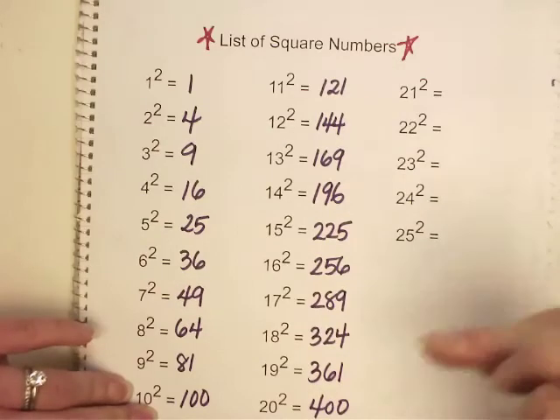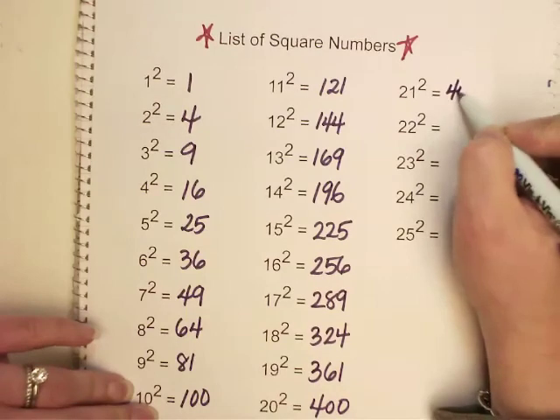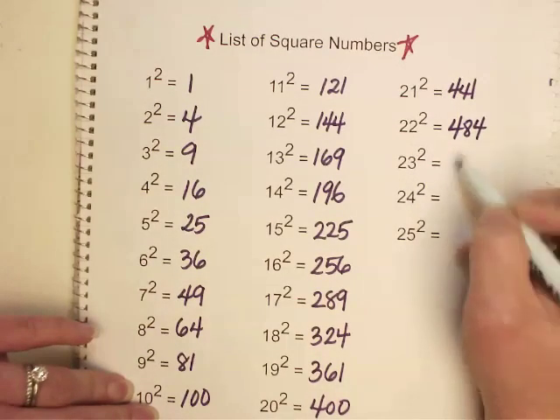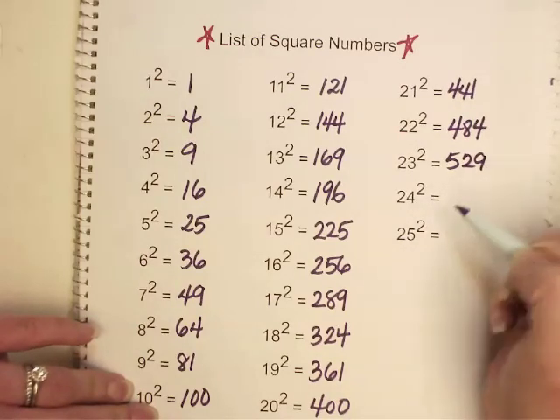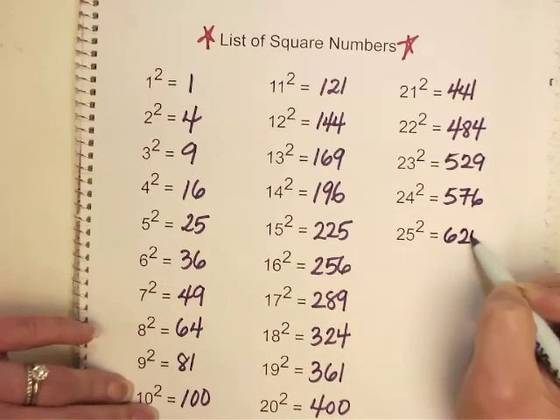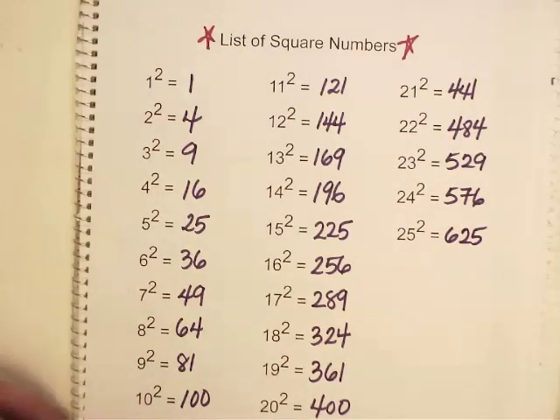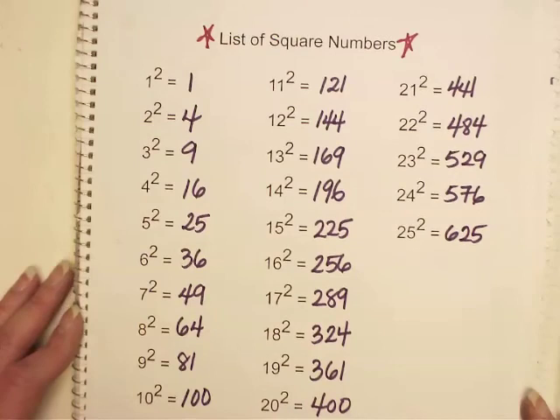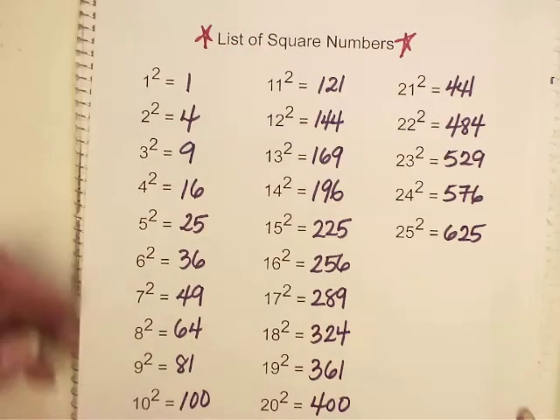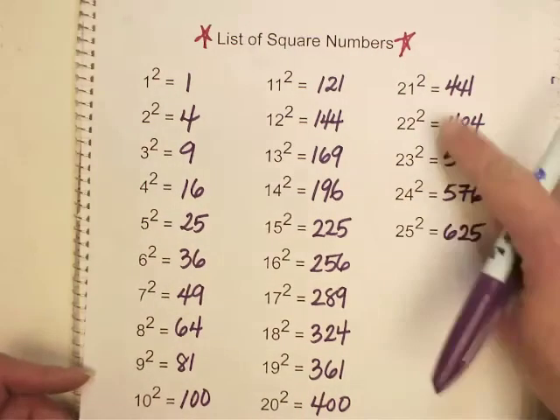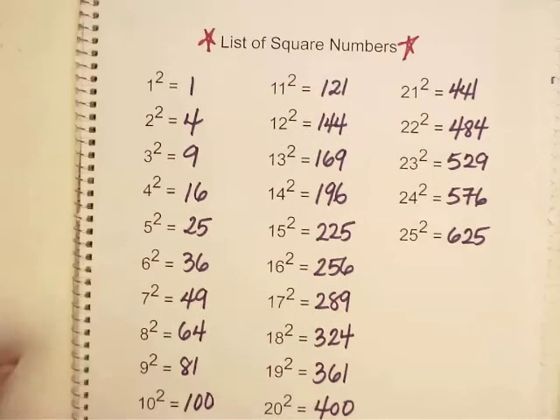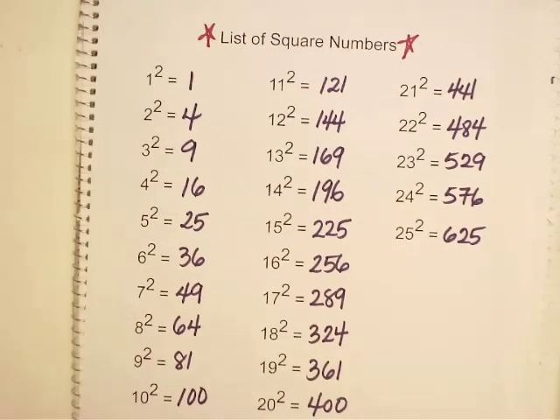And then the last 5. 21 squared is 441. 22 squared, 484. 23 squared, 529. 24 squared, 576. And 25 squared is 625. Please make sure that you study this list and memorize it. You will need to know all of these. In addition, this would greatly help you as you're working on the squares of your binomials, because you'll never know when one of these numbers will pop up, and if you know it, you'll be faster on your feet. So make sure that list is in your notebook.